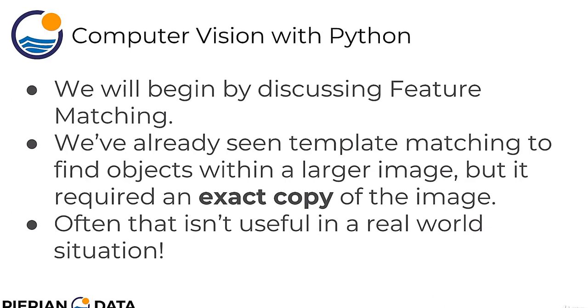We've already seen template matching to find objects within a larger image, but it required an exact copy of the image to be within the image you're looking for, such as when we were looking for the dog's face within the larger image of the dog. Often in real-world situations, you're not going to have the exact picture of that dog's face. So what we're going to do then is move on to feature matching.